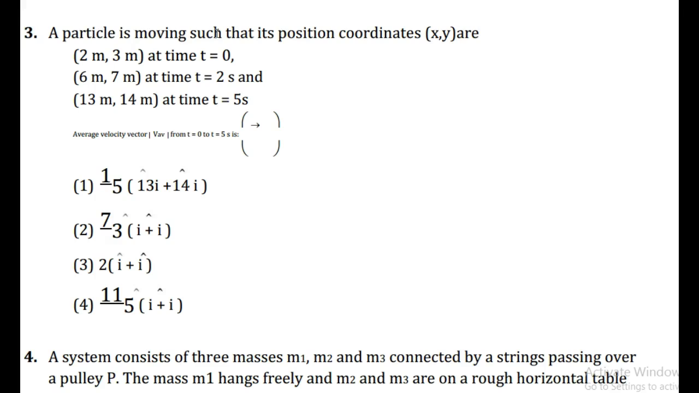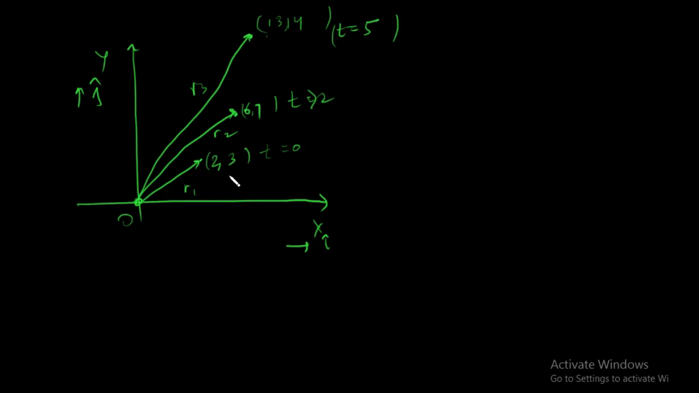A particle is moving such that its position coordinates x, y are 2, 3 at time t equal to 0, 6, 7 at time t equal to 2, and 13, 14 at time t equal to 5. The question is asking for the average velocity vector from t equal to 0 to t equal to 5. Now we have the figure over here. Let us assume this is point P, this is Q, and this is R. At point P, the particle has coordinates 2, 3 at t equal to 0. At point Q, the particle has coordinates 6, 7 at t equal to 2. And at point R, the particle has 13, 14 as coordinates at t equal to 5.